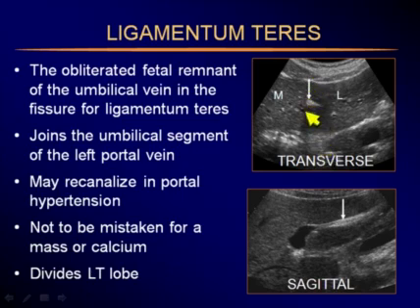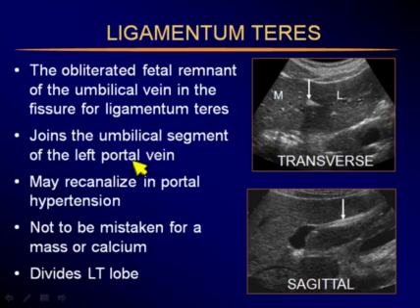Also notice that there's some shadowing behind this, and the reason that it shadows is not because it's calcified, and this should not be mistaken for a calcified mass, but it's because the ultrasound beam strikes this at 90 degrees, which is directly striking this fibrous cord, and that shadows behind it. As soon as you change the angle a little bit, that shadowing will disappear. If it was truly calcified, there would be shadowing no matter what angle you come from.